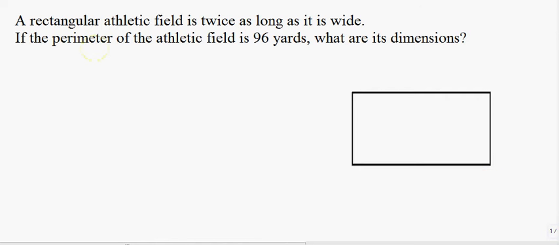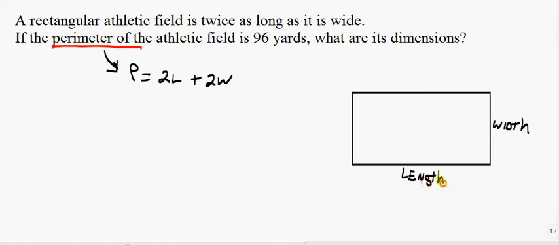What's the other clue? Well, they're giving us the perimeter of this athletic field, the perimeter of this rectangle. That's a clue right there that somewhere along the way we're going to need this formula for perimeter. The perimeter of a rectangle is 2 times the length plus 2 times the width. And on this rectangle, this is the width, and this is the length. And those are the things we're looking for. What are its dimensions? Well, the dimensions would be the length and the width.